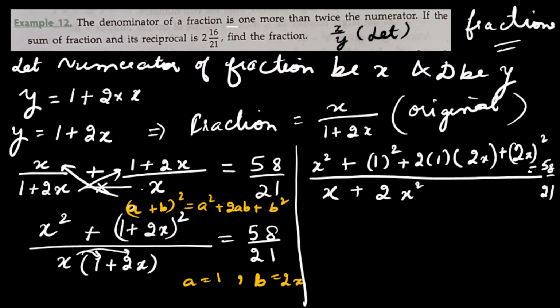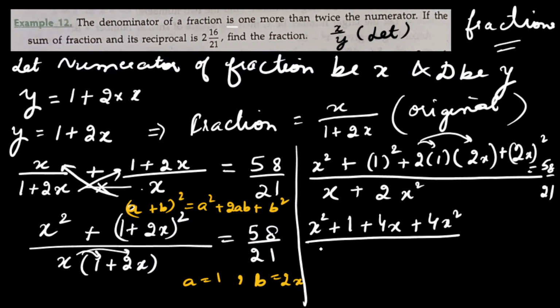Now let's simplify. So x square, 1 square is 1 only, plus 2 into 1 is 2, then 2 into 2x is 4x, plus 2x square is 4x square, 2x into 2x. Here I'll get x plus 2x square, which is equal to 58 by 21.